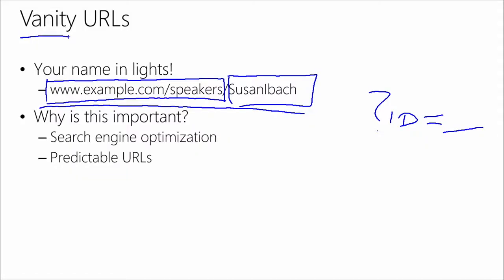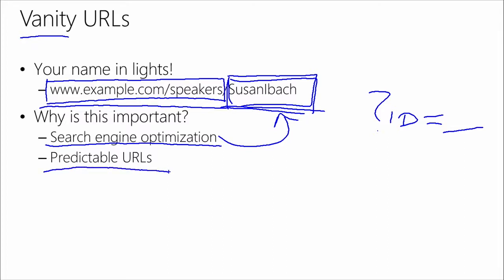Sometimes this is what's known as a vanity URL, because the name of whatever it is we're going to see on the other side is inside of that URL. And why is this important? Once again, it's important for search engine optimization, SEO, because the search engine is going to know that that's Susan Ibach. On top of that, it's once again going to give us predictable URLs.